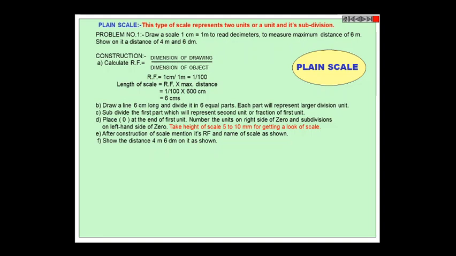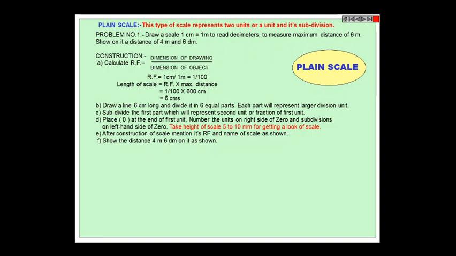Then the length of the scale is RF into maximum distance. Our RF is 1 by 100. Our maximum distance is equal to 6 meters. It should be converted into centimeters, that is 600 centimeters. So the answer is that the length of the scale is 6 centimeters.